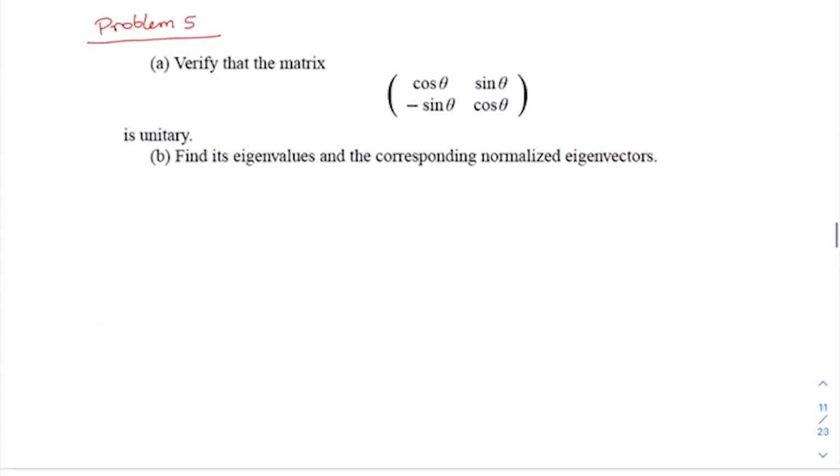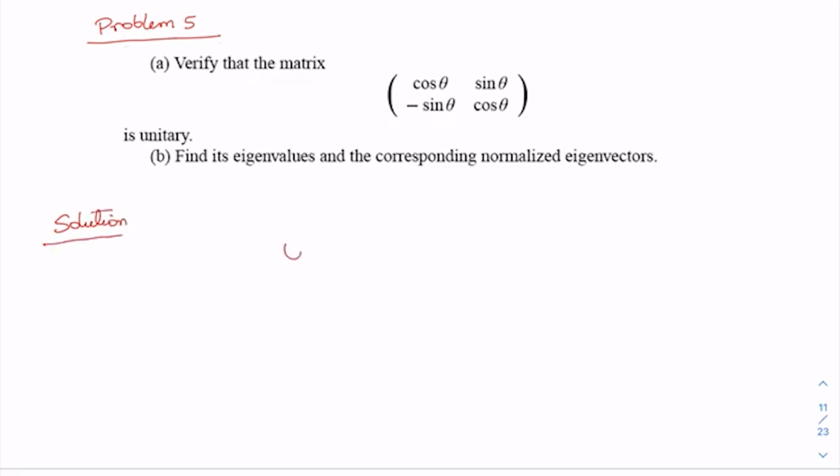Now let us work out this problem. This is a transformation matrix, a well-known transformation matrix in 2 dimensions. You have to verify that this is unitary, and also you are asked to find out the eigenvalues and the corresponding normalized eigenvectors. So let us do it.